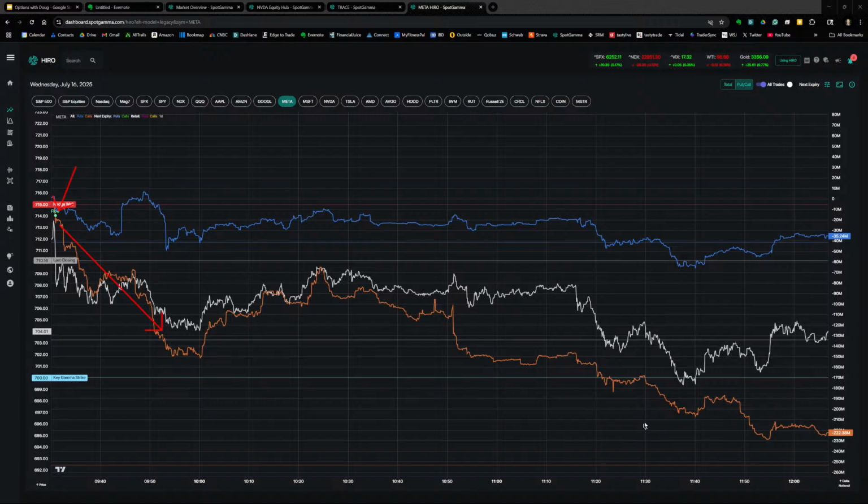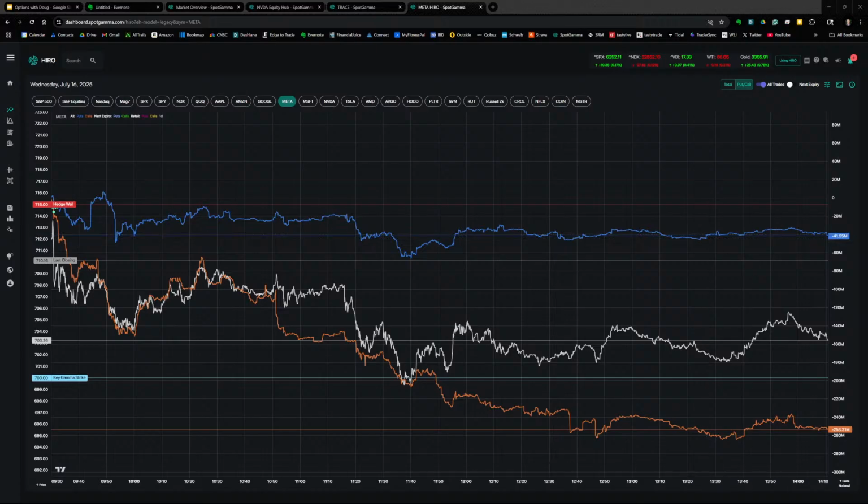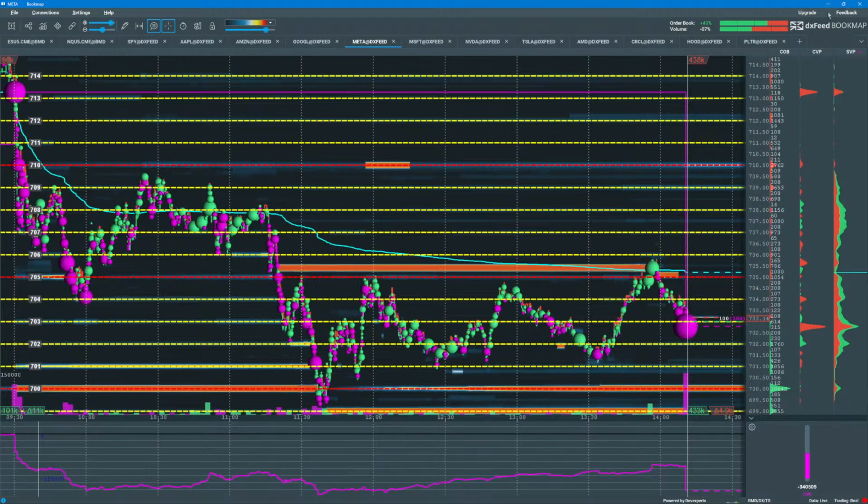And then price eventually traded on down to the 700 key gamma strike as traders continued to sell calls. So now Meta trading above that 700 key gamma strike. And traders do continue to sell calls. So back to Meta. So far in Meta today, about a 13-point drop from high to low. All right, next stock, Microsoft.